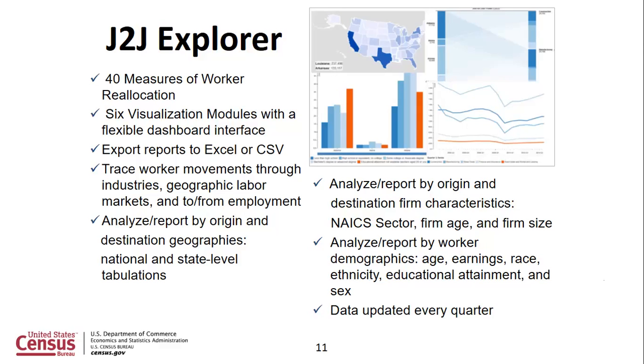The data is available at great levels of detail. Users can look at the breakdowns of flows by geography, industry, and/or firm characteristics for not only the jobs that workers left, but also for the jobs that workers started, or both. We call this origin and destination jobs. They can also look at breakdowns of flows by worker demographics, such as sex by age, sex by education, or race by ethnicity, and the data is updated quarterly.